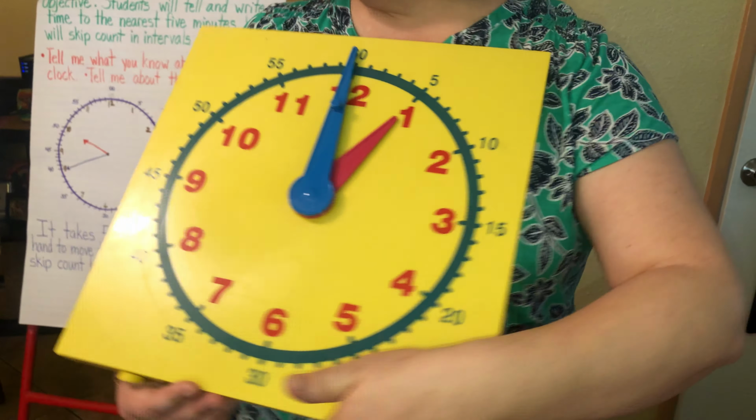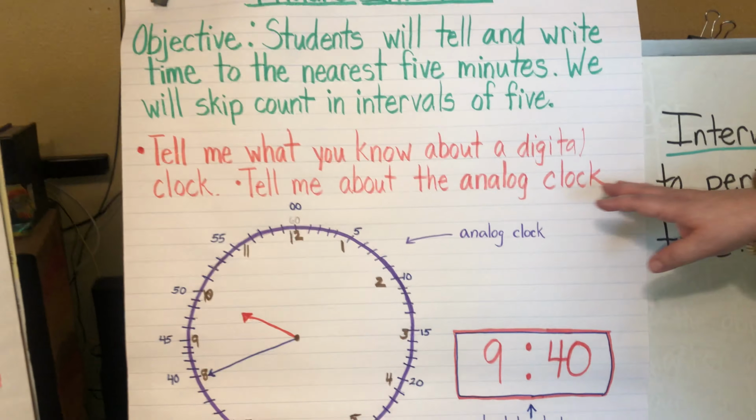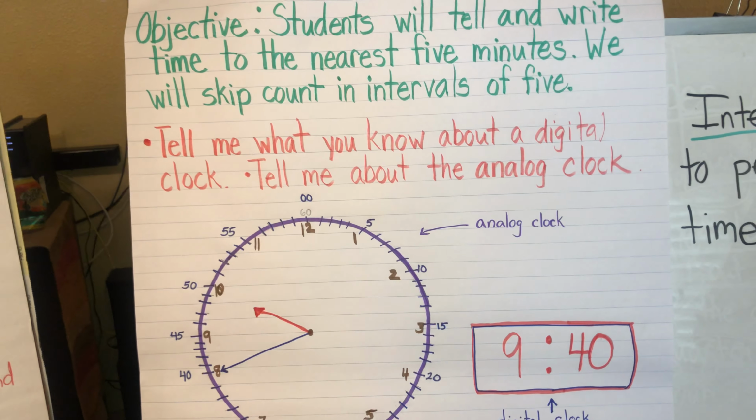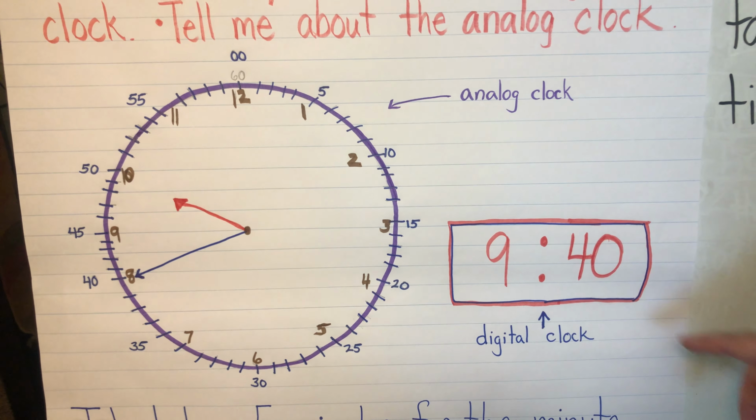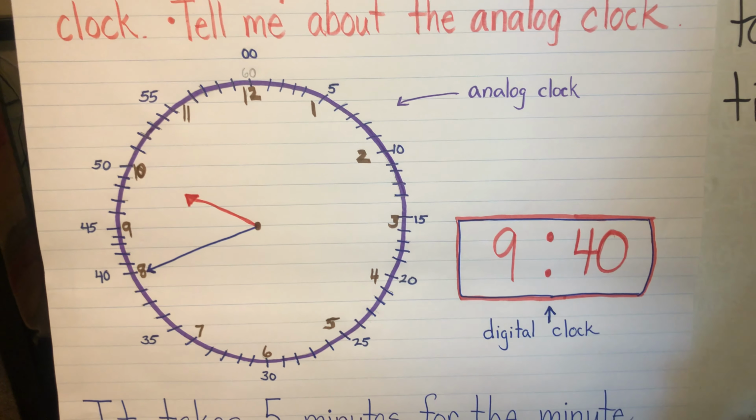If we look over here at this chart, it says, tell me what you know about a digital clock. Tell me what you know about an analog clock. So we already did that. So let's go ahead and look at the rest of the chart. There you see an example of an analog clock, and it is 9:40. Here we see it in the digital clock. Here we see the analog clock.